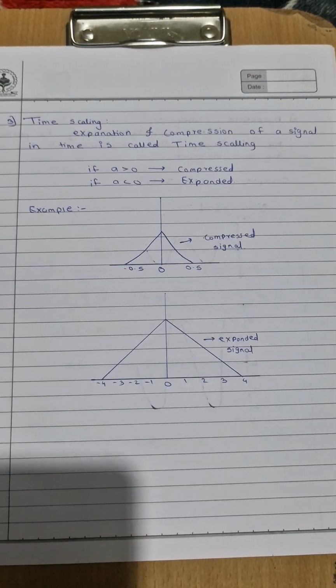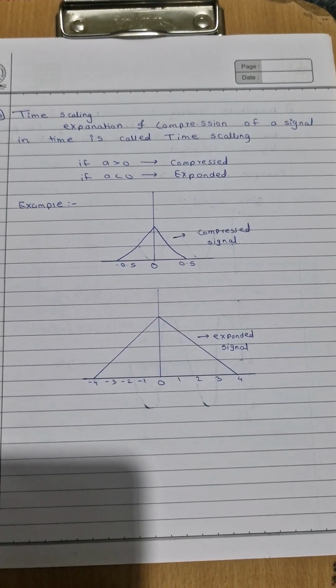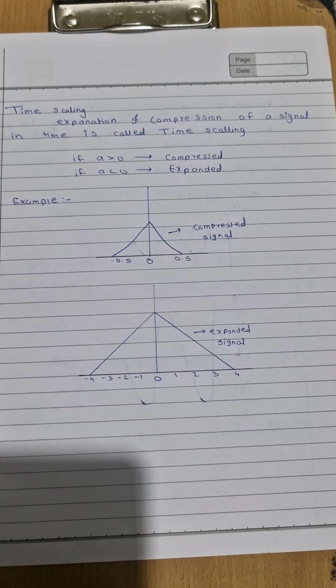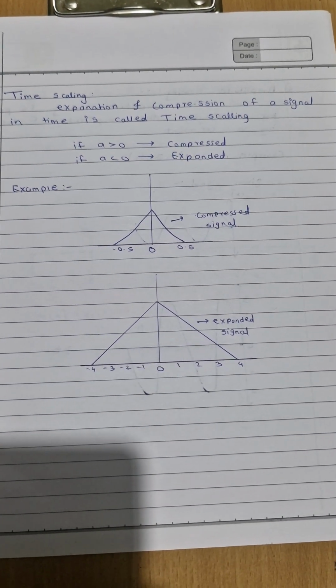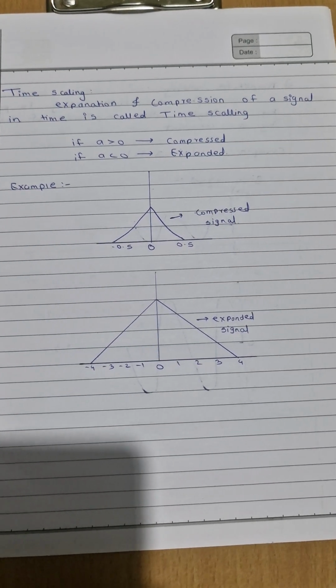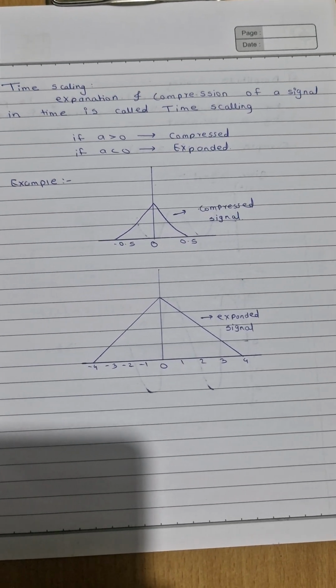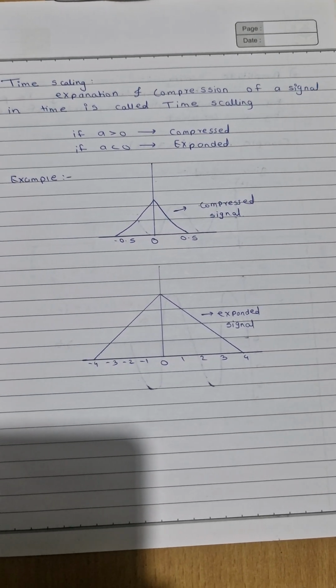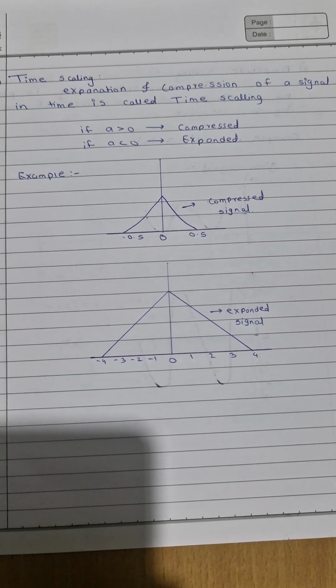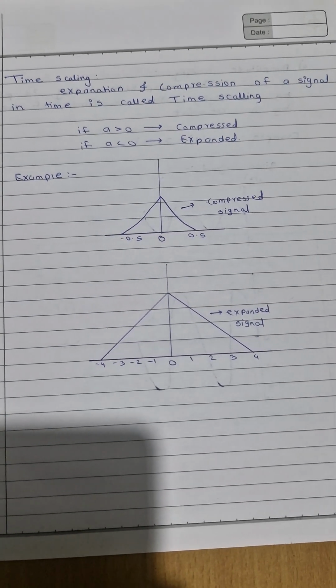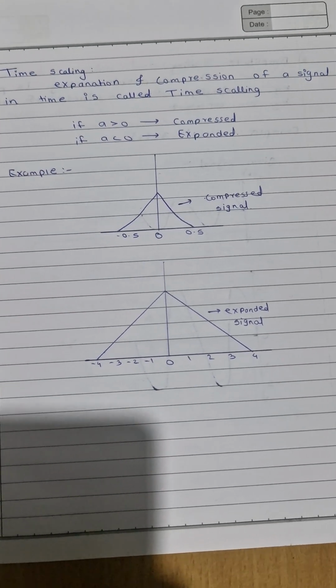Third one is time scaling. Expansion and compression of a signal in time is called time scaling. The operation either compresses or expands the signal duration depending on the scaling factor. If the scaling factor is greater than 1, the signal is compressed in time, while if it is between 0 and 1, the signal is expanded, stretched in time.